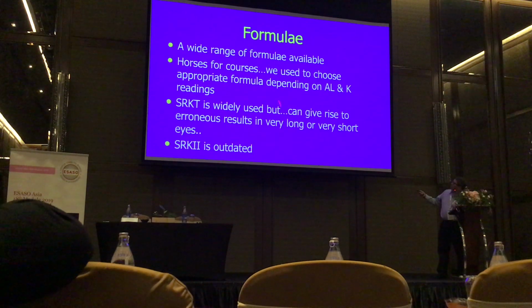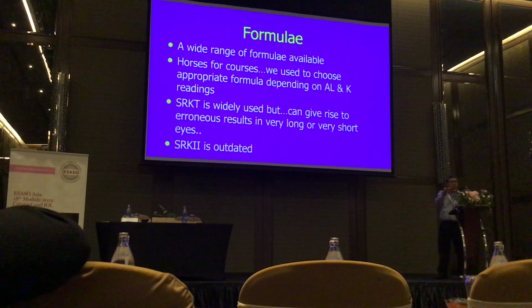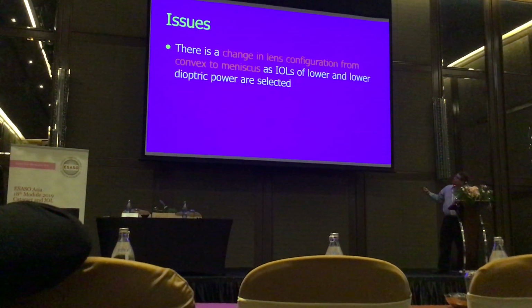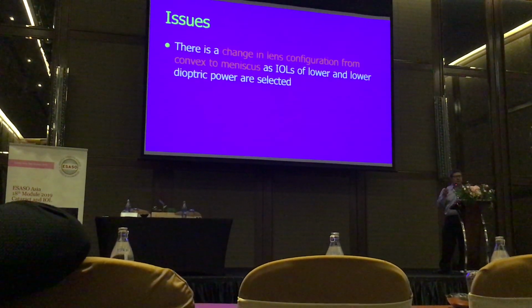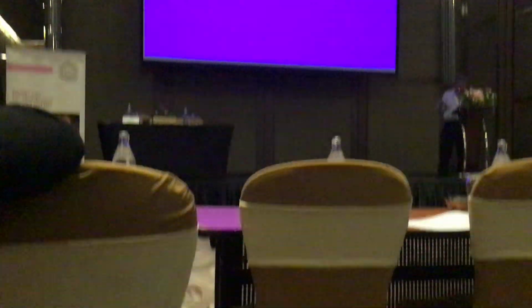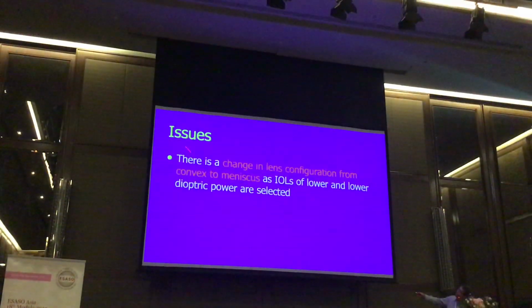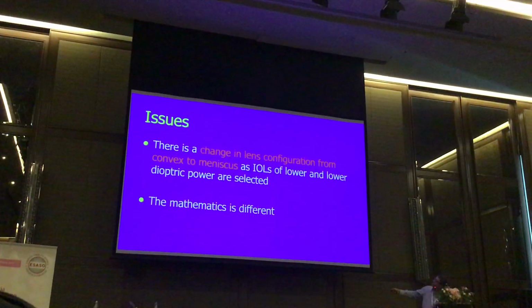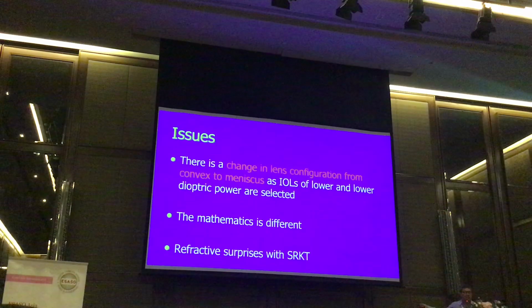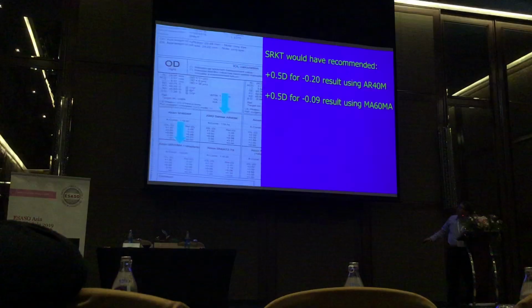Now, SRKT is widely used, but you can get problems with very myopic eyes, which is very common in our Asian population. SRK2 should no longer be used. Now, why is that an issue? That's an issue because IOLs change shape as you're using them in more and more myopic eyes. The IOL changes from convex to meniscus shape, and the math is different, and that's why you get refractive surprises in highly myopic eyes.